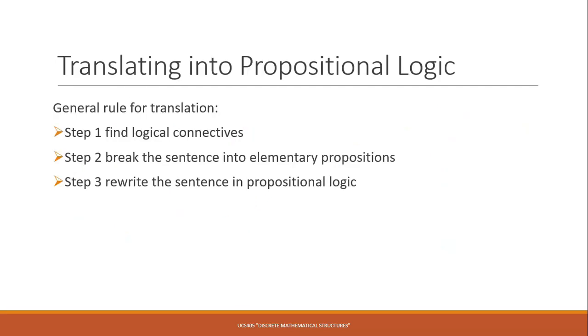Next, we can also translate an English sentence to a propositional logic formula and vice versa. For translating an English sentence into propositional logic, we can follow these rules. First, find logical connectives. Second, break the sentence into elementary propositions. Then rewrite the sentence as a propositional logic formula.